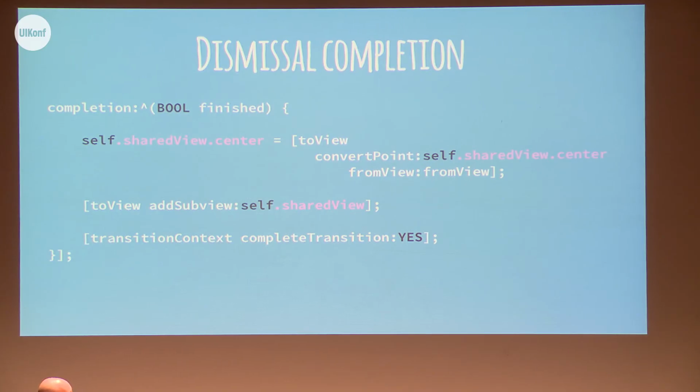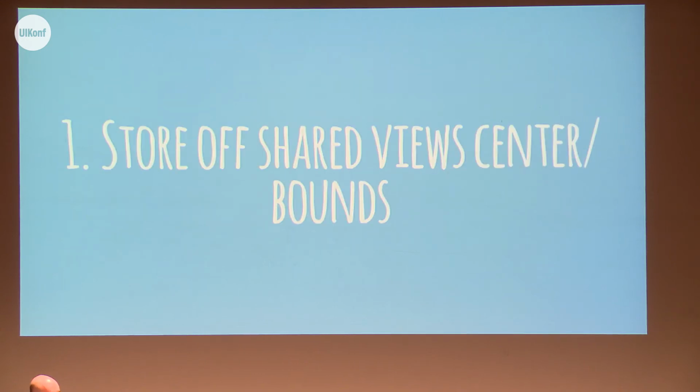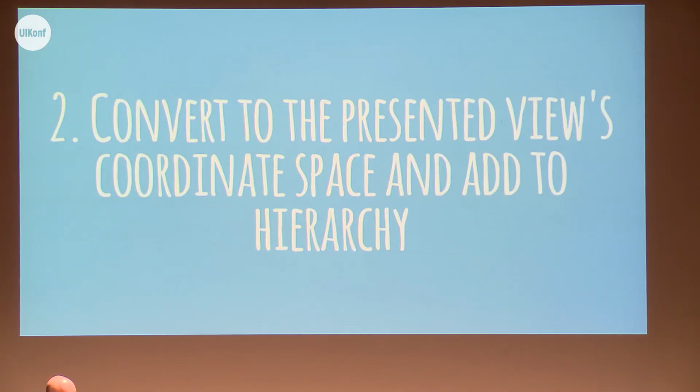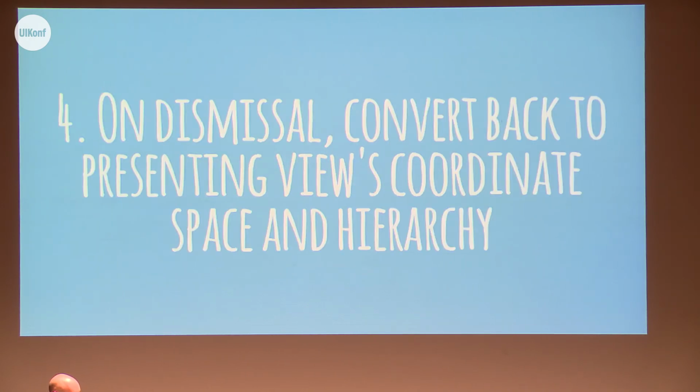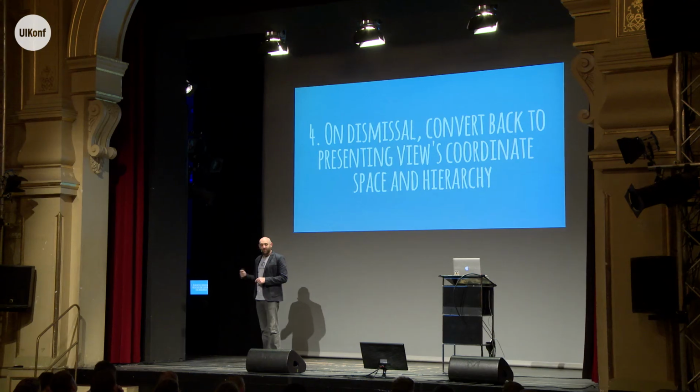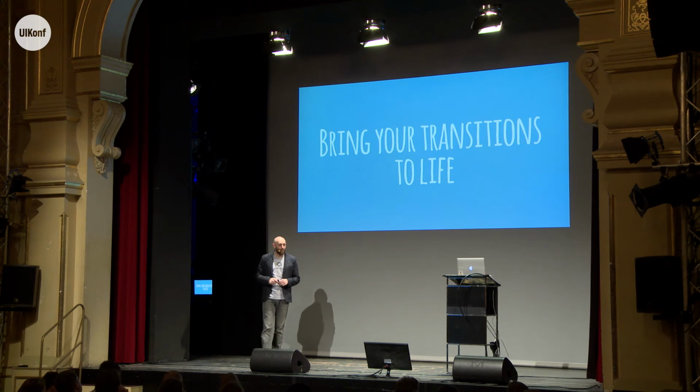I mean, if you were doing multiple views, like Vesper, you'd probably have some kind of different object that would control or tell you which views would be involved and what their starting points were and all that stuff. So this is a simplified version, but the basic idea is: for all the shared views, you store off the center and bounds, convert it to the presented view's coordinate space, then add it to the presented view's hierarchy, animate it, and then on dismissal, convert it back to the presenting view's coordinate space and hierarchy.